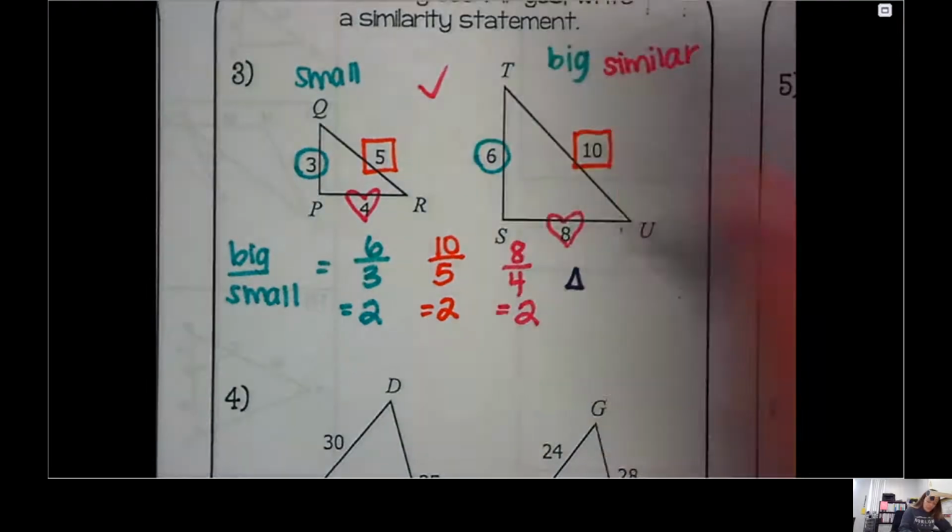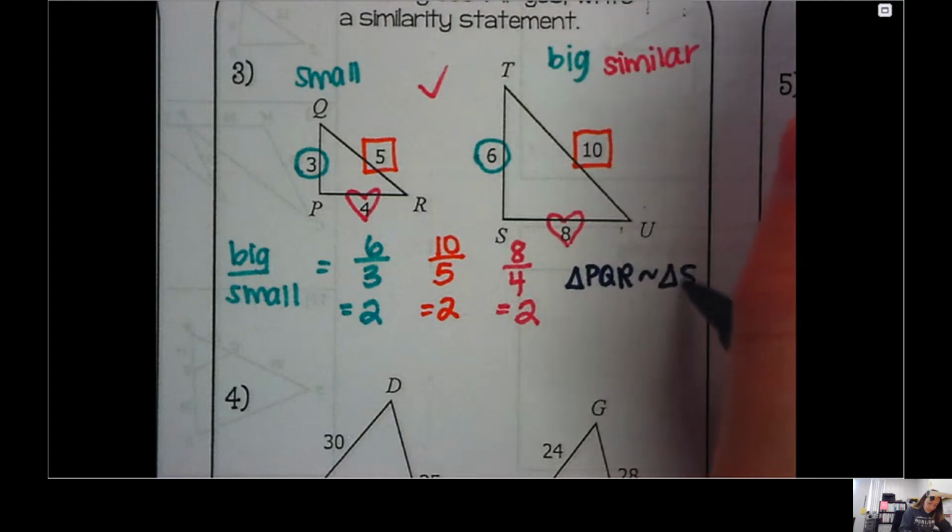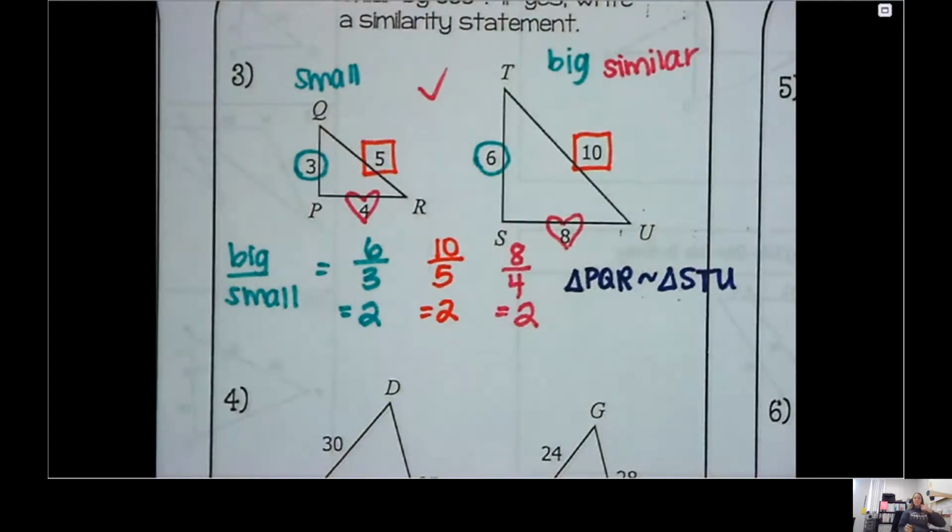Triangle PQR is similar to triangle STU. Perfect. Great. And your similarity statement can be different than the person next to you, but it just has to be the right order, right? They have to match. As long as they match, you're good to go. Okay, so all this one is just a little bit of division.